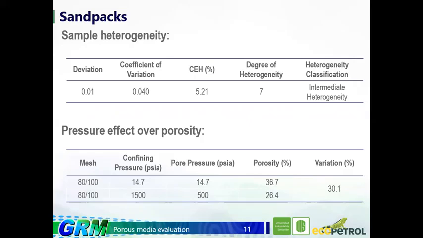Once this sample was made, we suggested another experimental design, in this case for knowing how the pressure could affect the porosity. So in this case, we used sand with a mesh of 80 to 100, and a confining pressure, the lower one was 14.7, and the higher one was 1,500 psia.